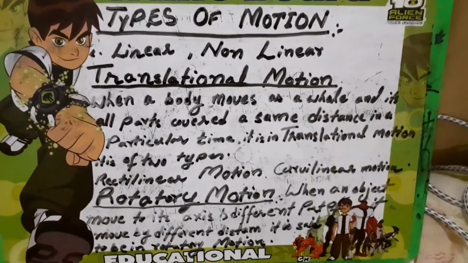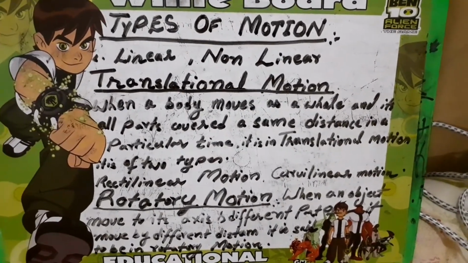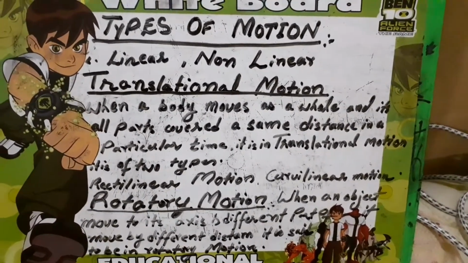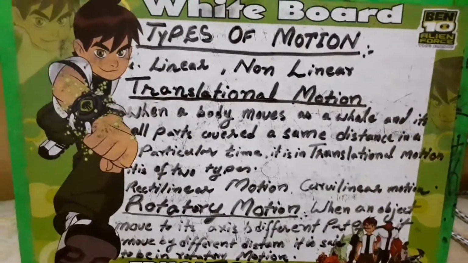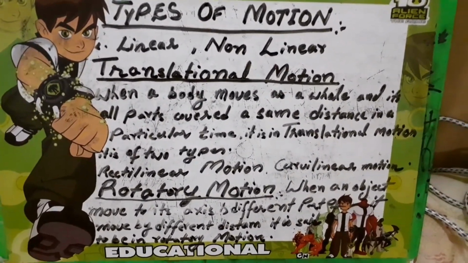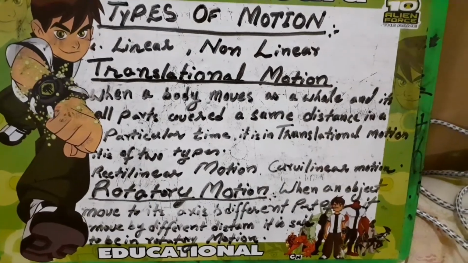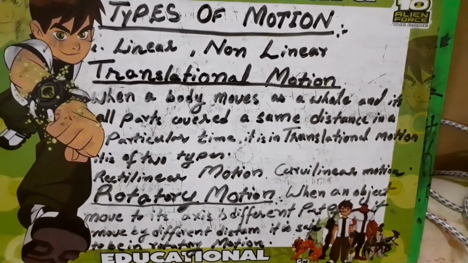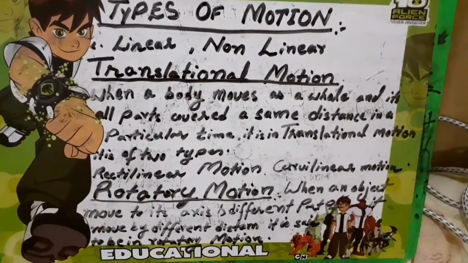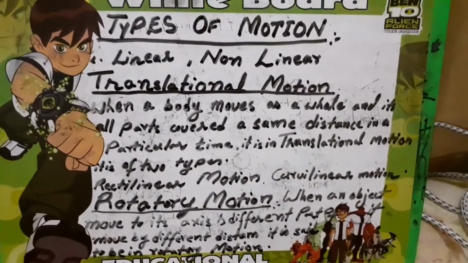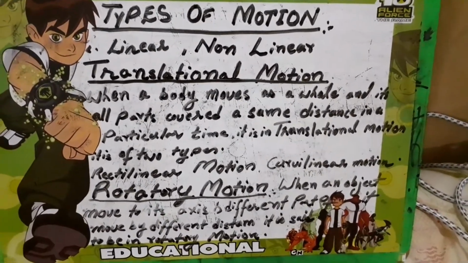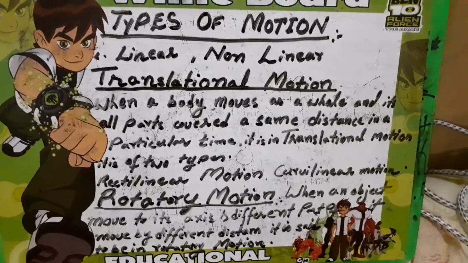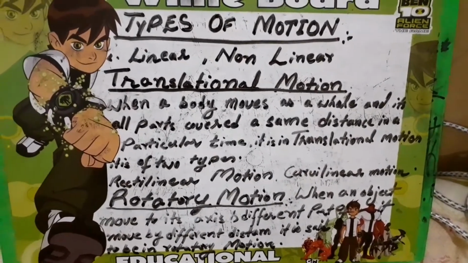There are two types of translational motion. One is rectilinear motion, which is the motion of an object moving straight, like a car moving on a straight road, or a train moving on a straight track. The other is curvilinear motion, which is motion along a curve. For example, a car taking a turn, or a stone thrown in the air that makes an angle, is in curvilinear motion.